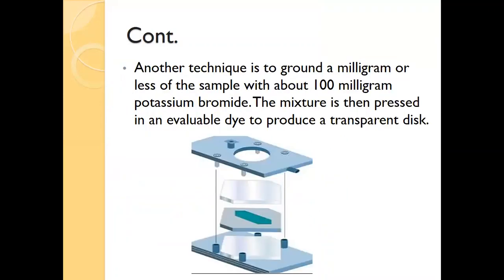Another technique is to grind a milligram or less of sample with about 100 milligrams of potassium bromide. The mixture is then pressed in an evacuable die to produce a transparent disc.